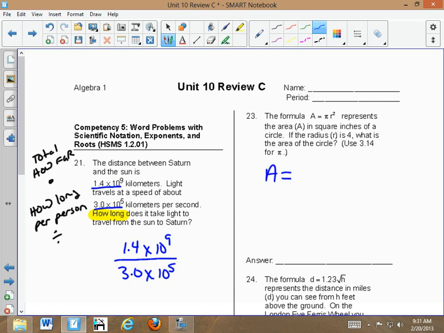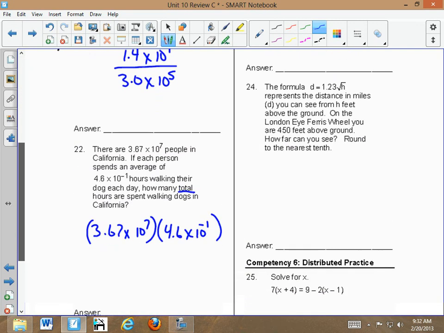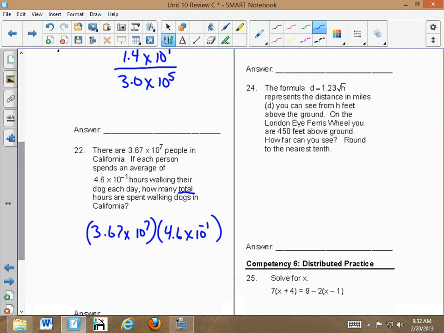A equals, for pi we're going to use 3.14, it tells me right here, times, what's r? What's my radius? 4 squared. Put that in the calculator. Always round to the nearest tenth. You'll be able to do that one on your own. This one, I need my height. 450 goes in for h. Solve it. Always round to the nearest tenth.